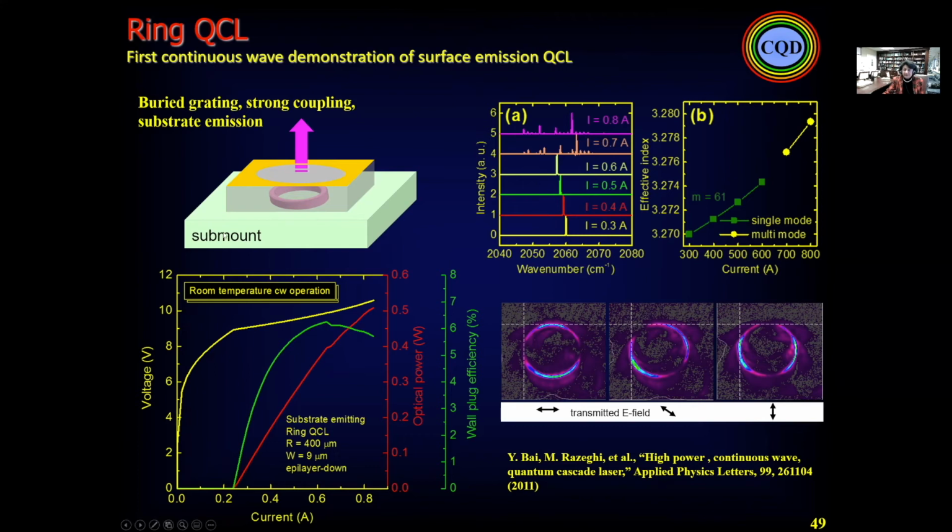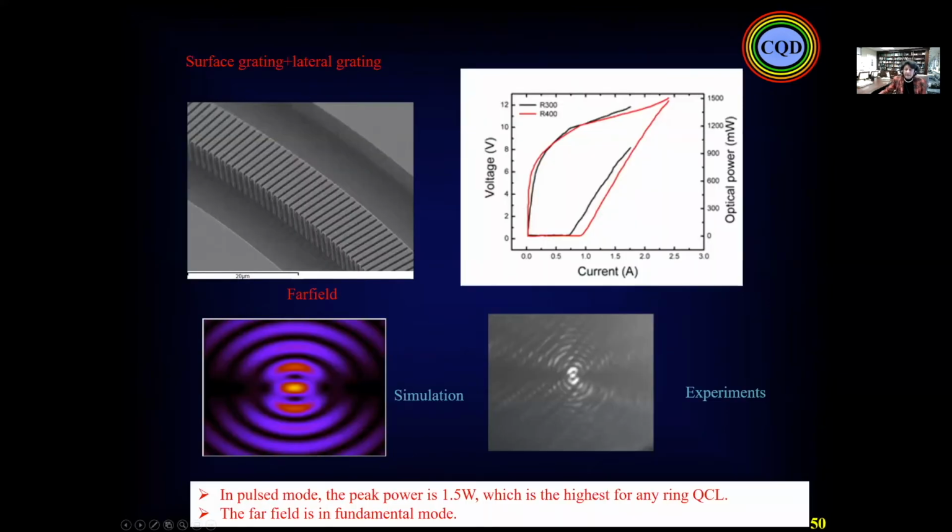So now coming to surface emitting, because for many applications we need surface emitting. That is the world first surface emitting QCL at approximately 4.8 micron, continuous wave, single mode, but it is not the fundamental mode. So for the fundamental mode, we did the surface grating with the lateral grating, and we have the simulation, far field and experimental result, and we can have here the pulse mode peak. We have 1.5 watt output power for the ring of 400. That is the highest power that we can have for ring lasers.